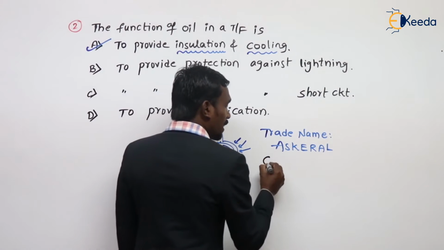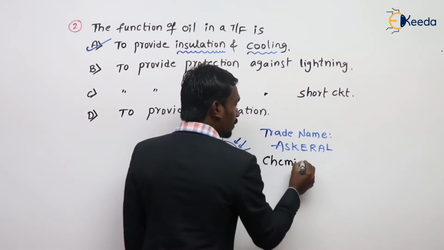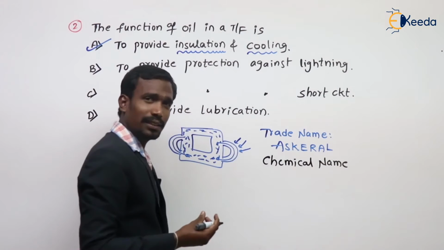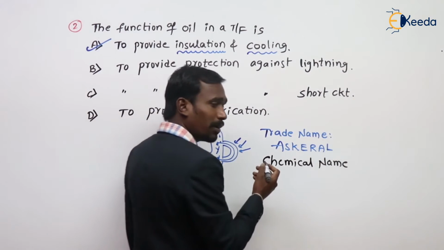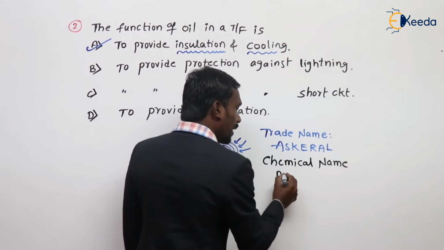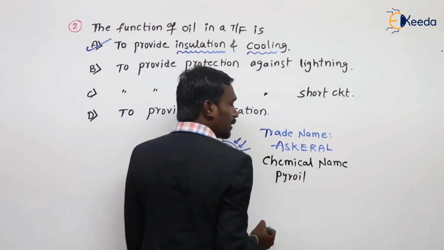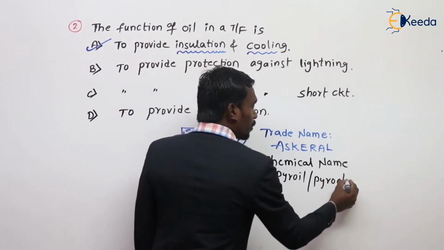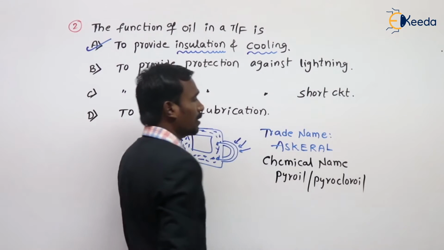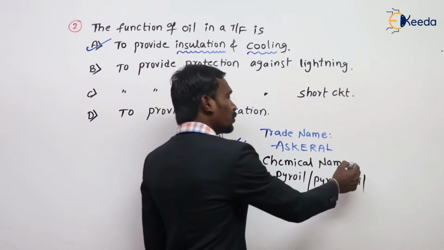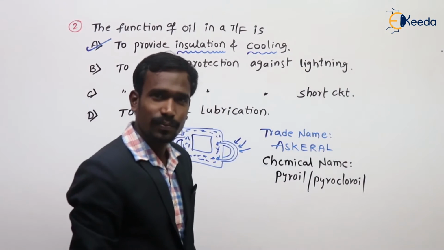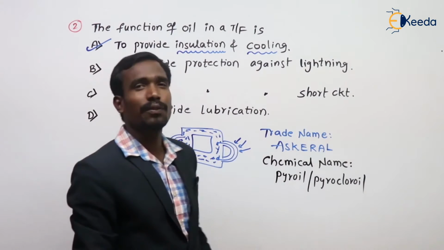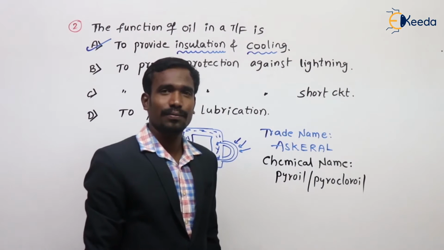And what is the chemical name of transformer oil? The chemical name is pyroil, or polychlorinated biphenyl. You have to remember these things. Is it okay? The trade name, the chemical name, and the function of transformer oil. Right.